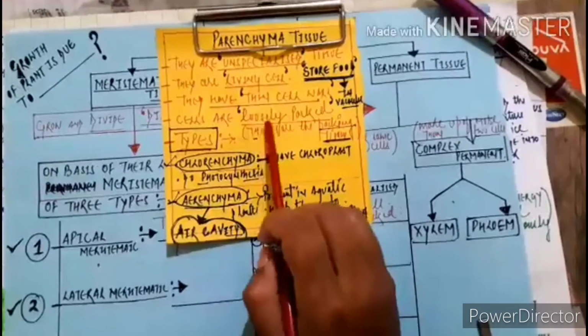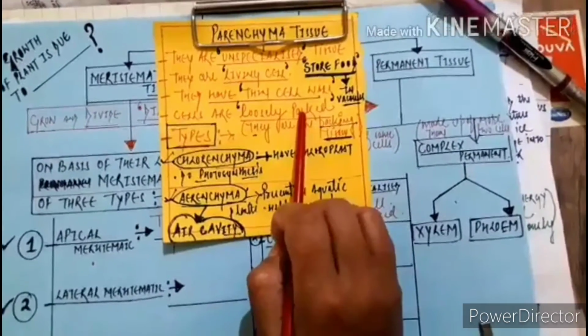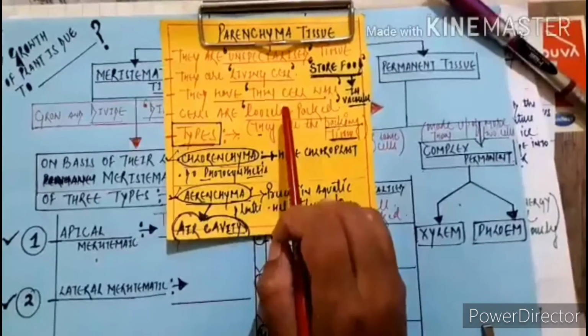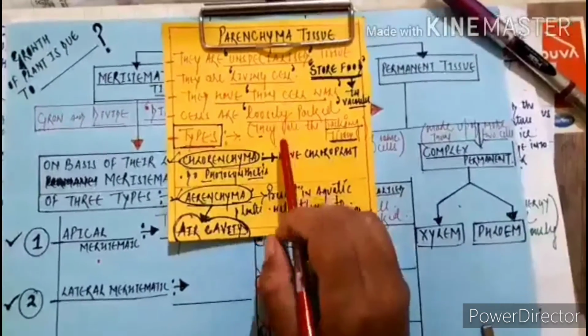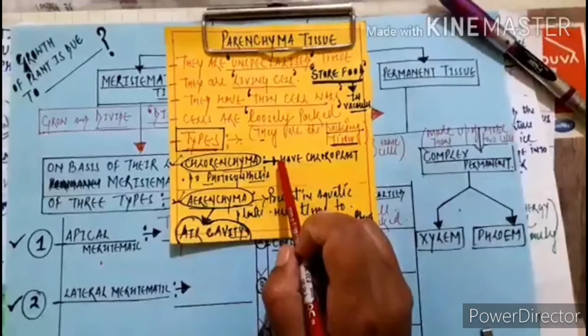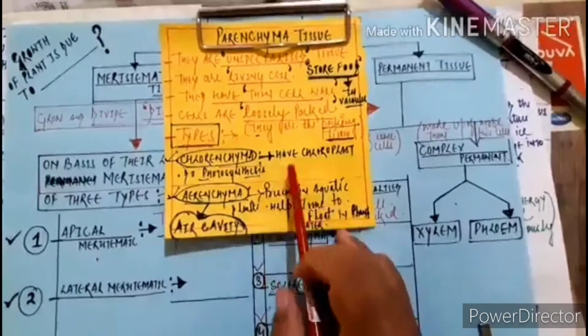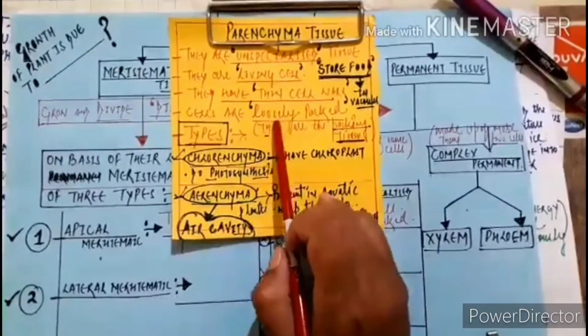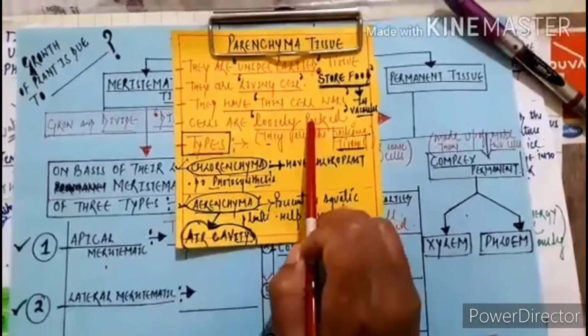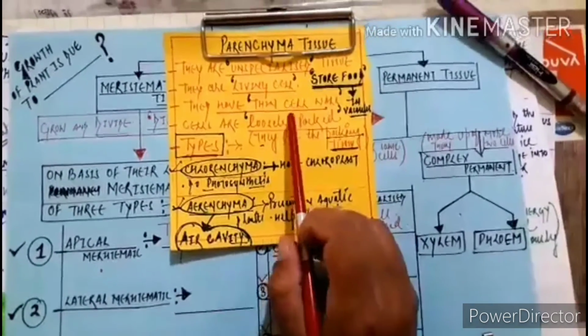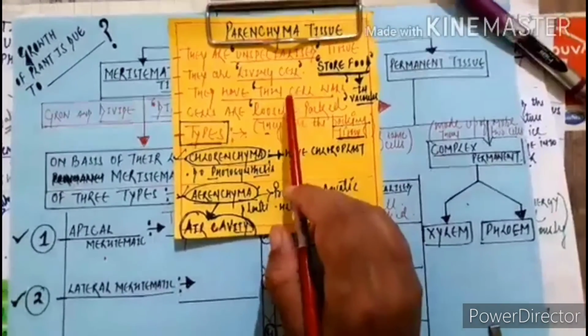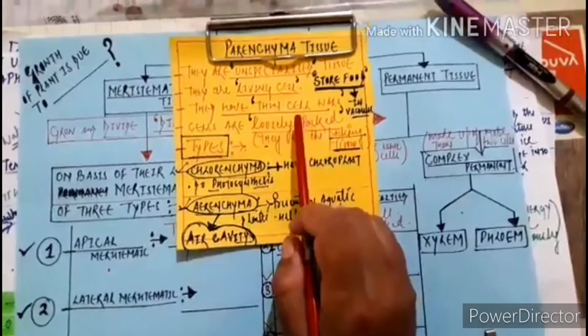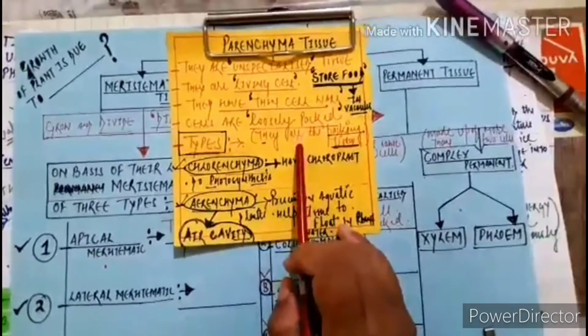They are loosely packed. Loosely packed means the cells are not tight with each other. They are loose in arrangement. That means they have intercellular spaces between them. That is a very important point. Loosely packed means they have intercellular spaces among them, that the cells are not compactly arranged.